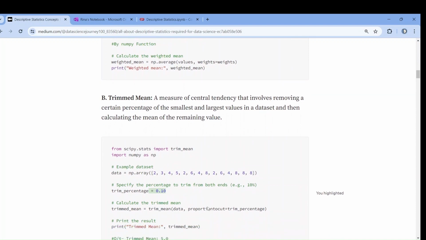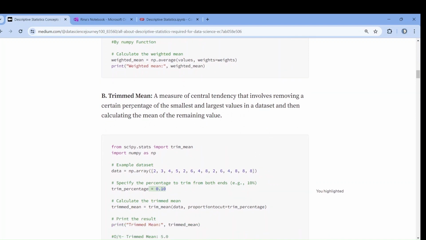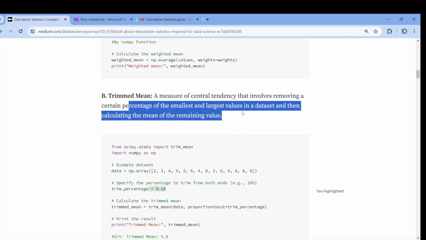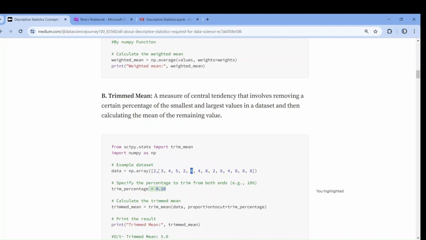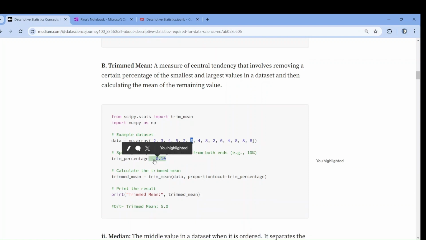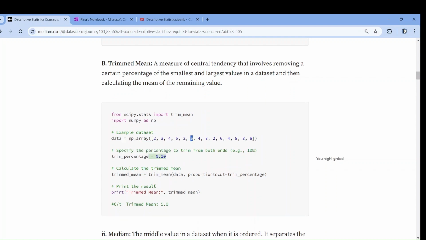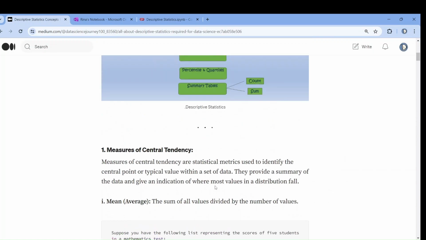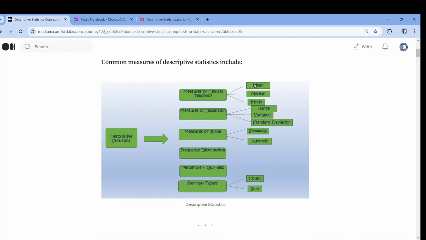Next, understand trimmed mean. Trimmed mean simply means removing certain percentages of the smallest and largest values in the data set and then calculating the mean of the remaining values. Okay. So here in this array, you have to remove some smallest values and some largest values, depending on your wish. Like here, 10 percent from both ends has been deleted, or we can say trimmed. Then you calculate the mean value from the remaining data set. That is what a trimmed mean is. Okay, for that you have to call the trim_mean function and pass these parameters. Simple. So we have completed the mean value under measures of central tendency.